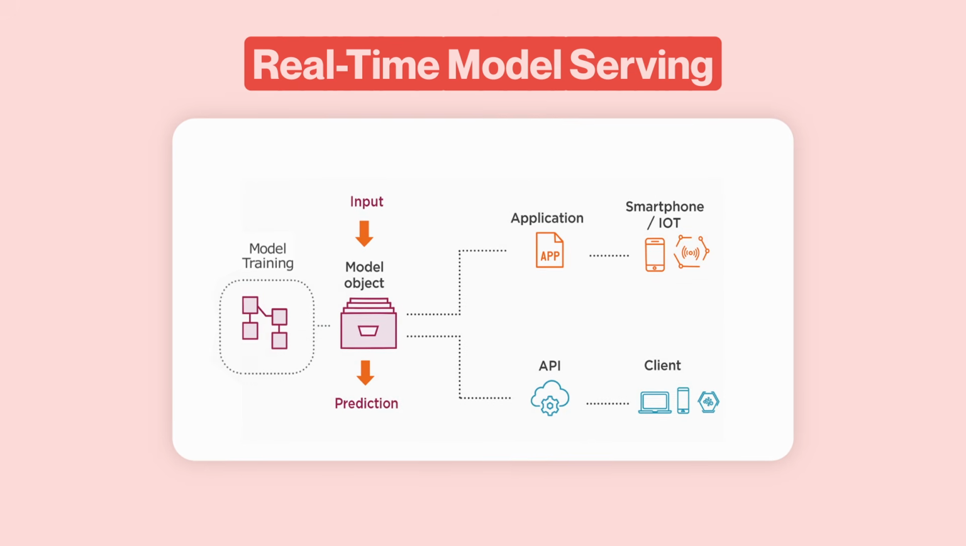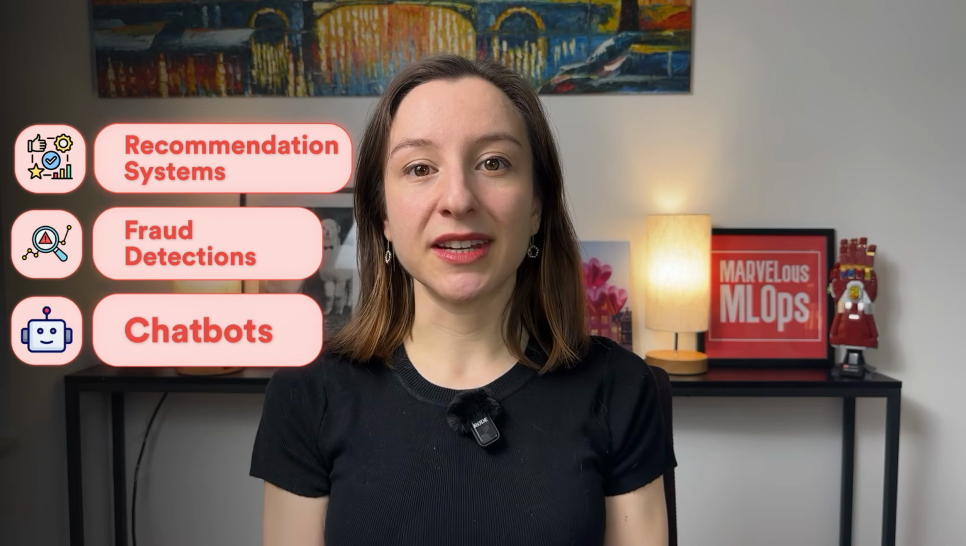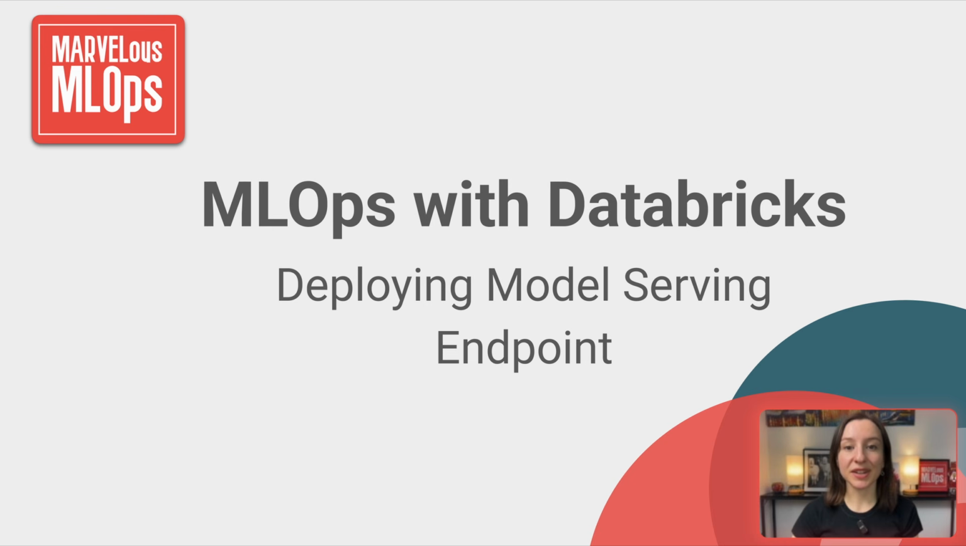Real-time model serving is a key part of ML systems. It allows you to expose your trained model through an API for real-time inference. It empowers use cases like recommendation systems, fraud detection, or chatbots that require instant decisions based on fresh data. In this lecture, we will cover deploying a model serving endpoint.